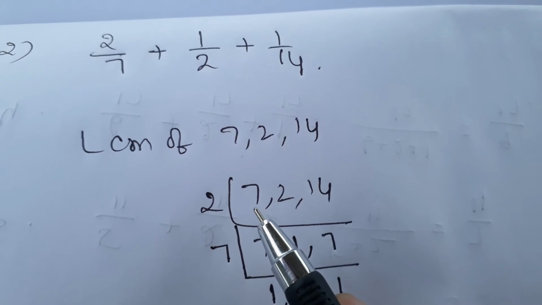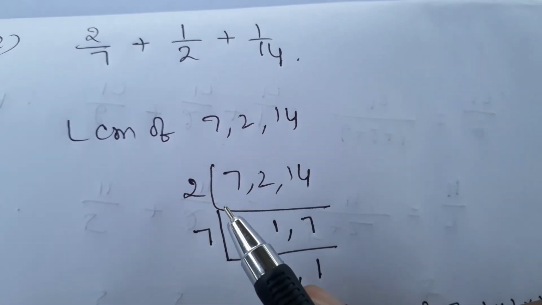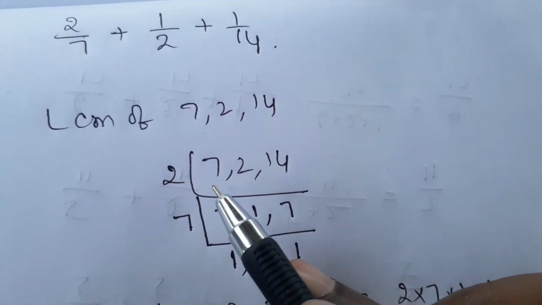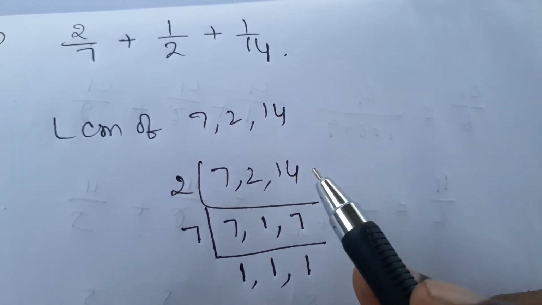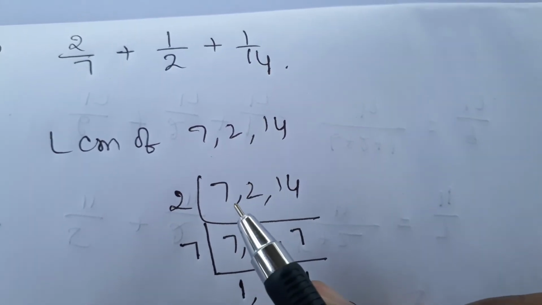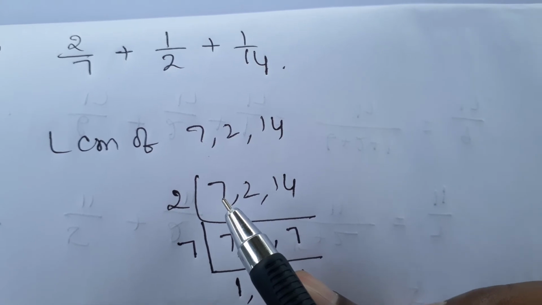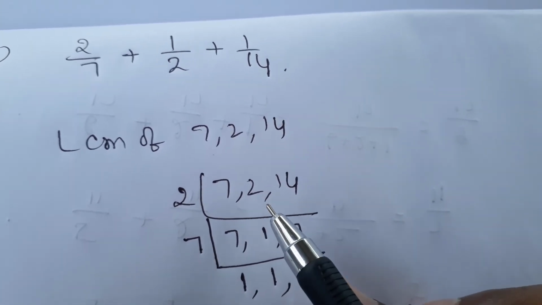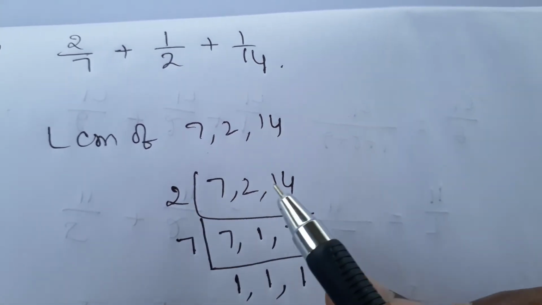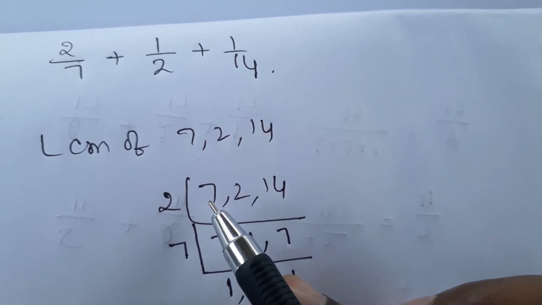Find the LCM of the denominators. Denominator LCM. So which table is possible? In 2, 7, 14, no 3 table is possible. In these numbers no table is possible for all three, because 7 is a prime number. Minimum 2 numbers possible, we take that table. So here 7 table is not possible, leave it.